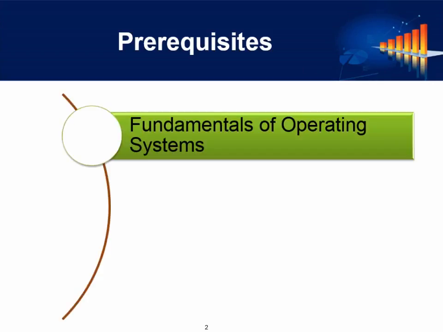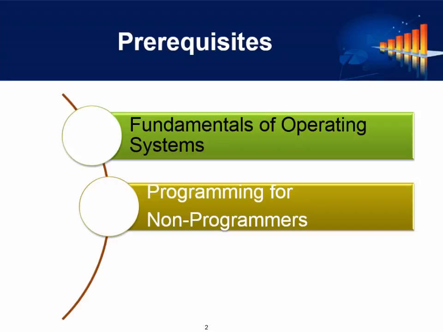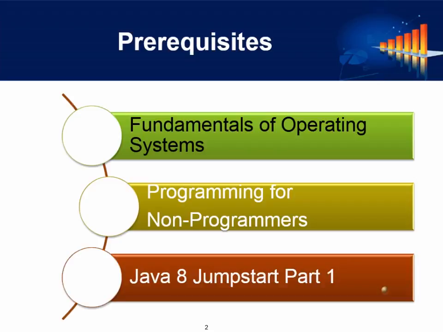Let's start by talking about prerequisites for this course. We assume you're comfortable with the computer, and so you have the basics of what's covered in the Fundamentals of Operating Systems class. If you do not have a programming background, you should have taken one of the Programming for Non-Programmers courses and feel comfortable with those concepts. And since this is Java 8 Jumpstart Part 2, you actually should have had those things accomplished before you took Java 8 Jumpstart Part 1.